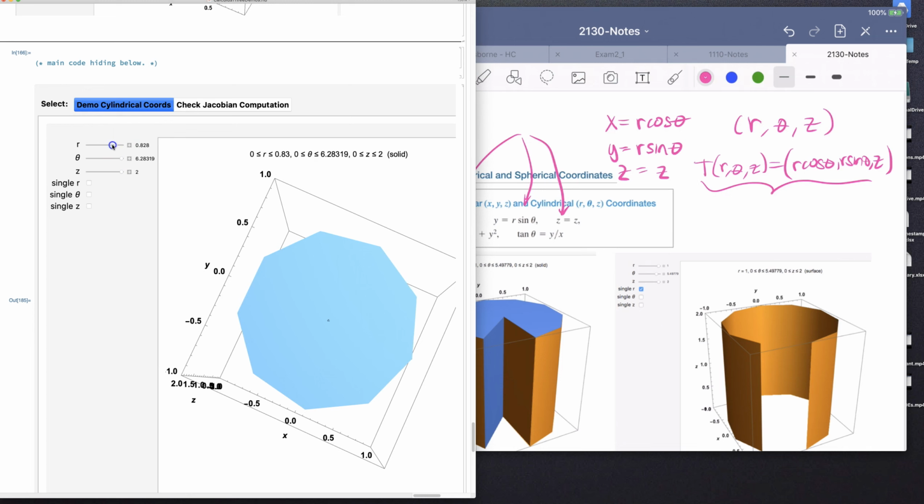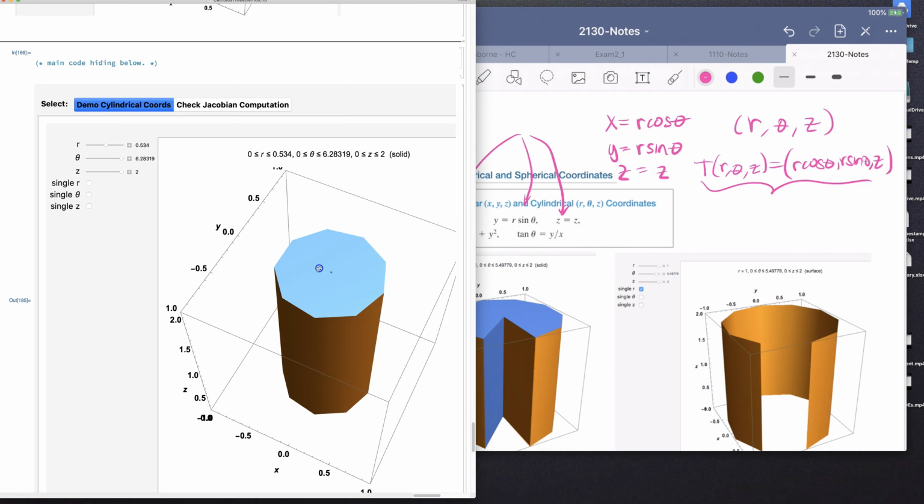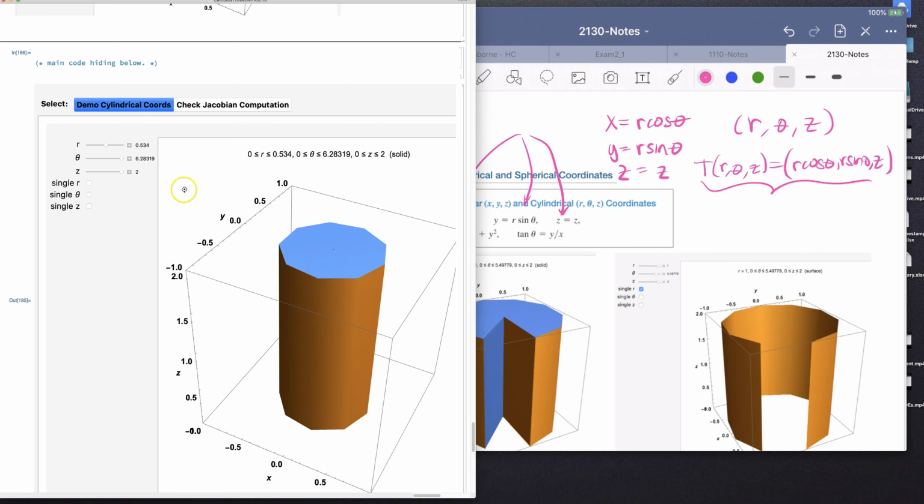The radius changes of this circle, so to speak. The only thing that makes cylindrical coordinates different now is that we have a third variable, which is the height of this solid cylindrical tube.